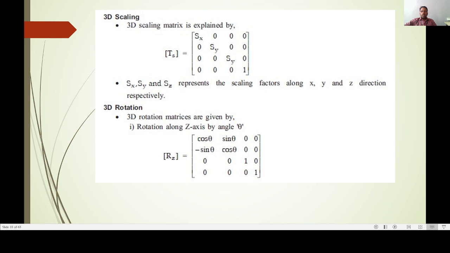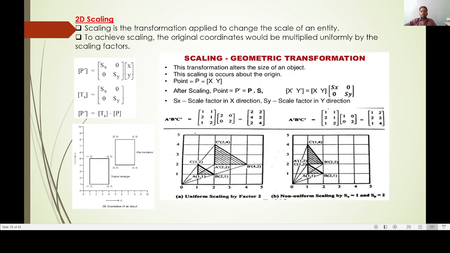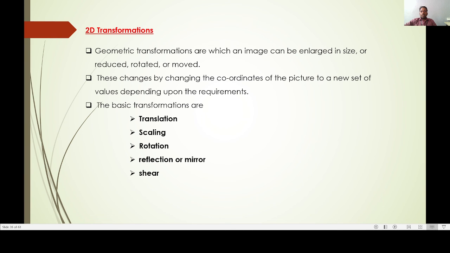So this is the 2D and 3D transformation. 3D transformations are derived from the 2-dimensional matrices, an extension of 2-dimensional objects to 3-dimensional objects. The most important basic 2D transformations are translation, scaling, rotation, reflection or mirror, and shear.